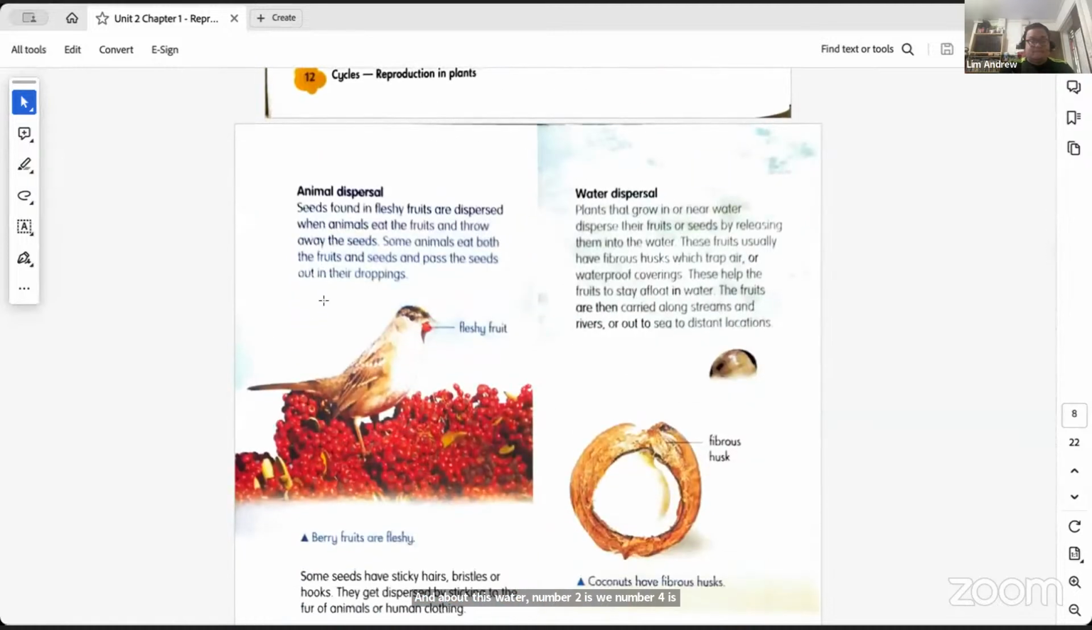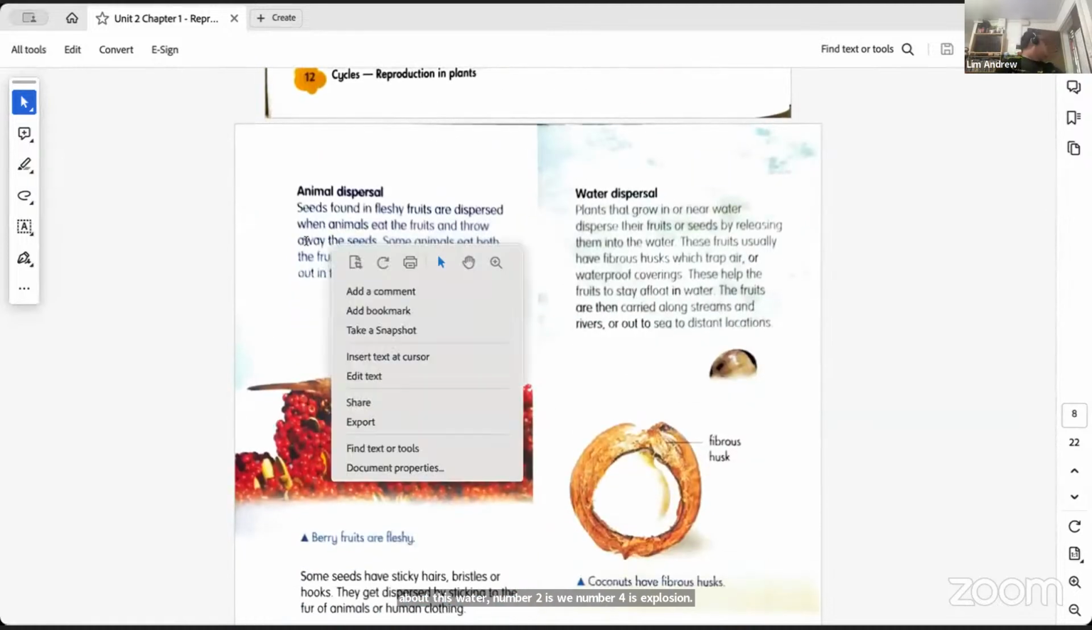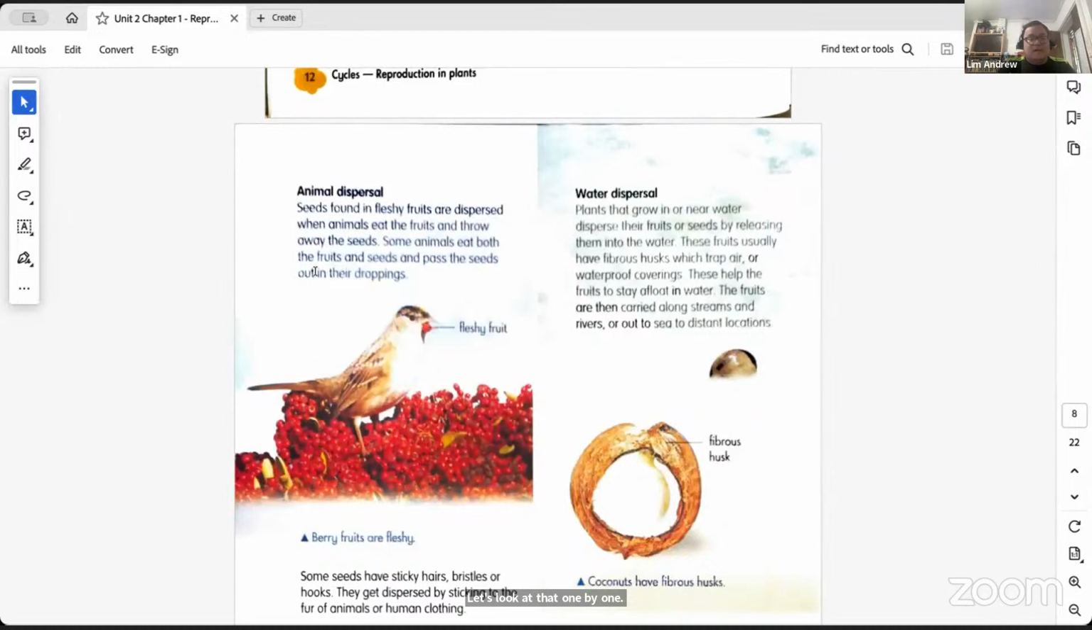Let's look at them one by one. Animal dispersal. So how does animal help to disperse the seeds? Well, when an animal eats the fruits, they eat the seeds together. So when they eat the seeds together, the seeds will not be digested in the animal's stomach. But instead, the seeds will come out together with the bird's dropping in another place.